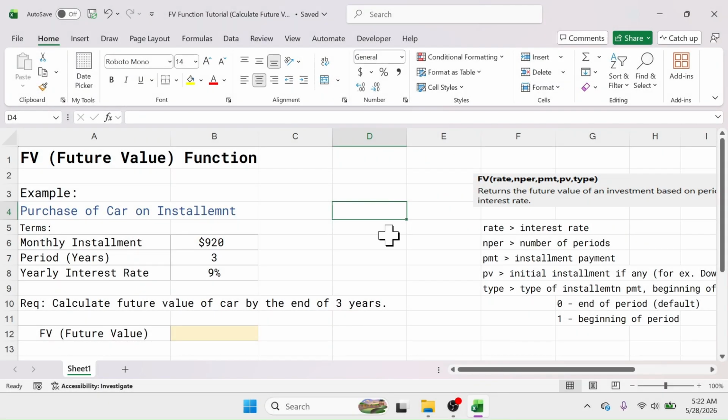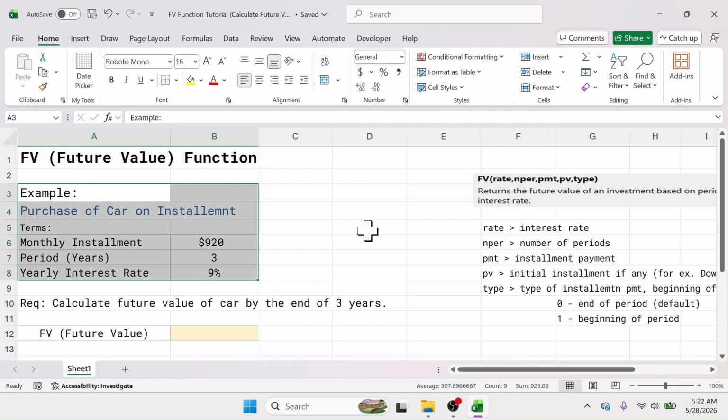Today's topic is how to use the future value function in Microsoft Excel. The future value function in Excel is used to estimate the future value of an investment. Here I have created this example to explain the use of future value function.